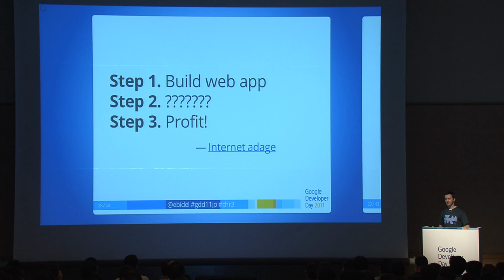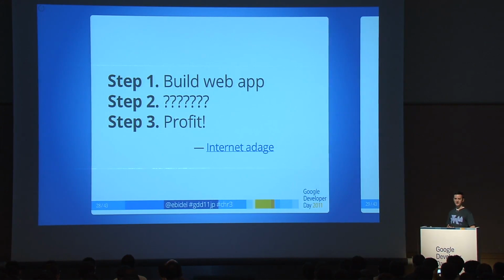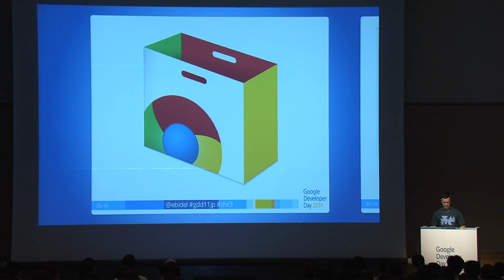So here's an old internet saying. Step 1, you build something awesome. I've talked a little bit about how to do that. Step 2, I have no idea what step 2 is. And then step 3 is profit. Step 3 is to make money off of this awesome thing you just built. So there's a big question mark in the middle here.